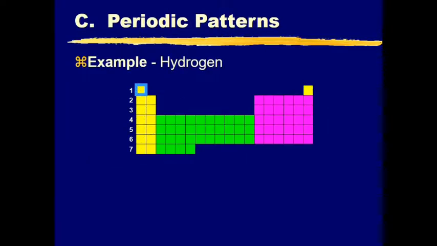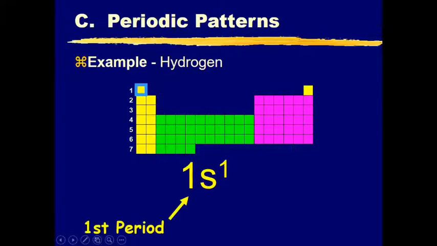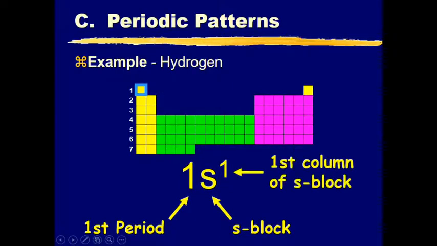And this right here, for an example of hydrogen, you have 1s1. The large number out front represents the period that it's on and also the energy level. We've got the block, and then this represents the column within the block. So it's the first column of the S block, so s1.